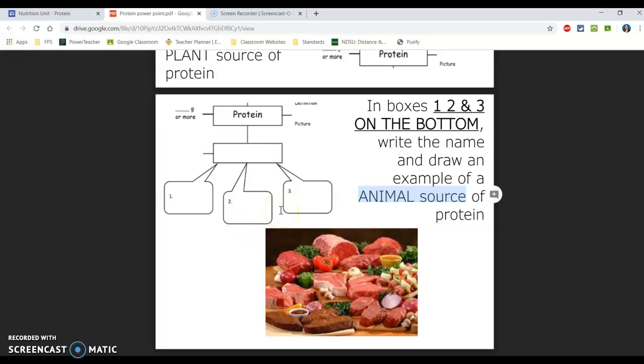When you're done with that, go ahead and store this in your folder. If you have extra time right now, I want you to finish up your MyPlate projects. I will collect them tomorrow, so no worries about turning them in today. I'll make sure that I get them from you all tomorrow. Tomorrow we are going to be talking about beans, and we're going to be playing bingo.